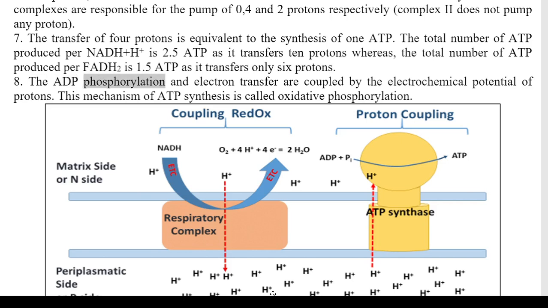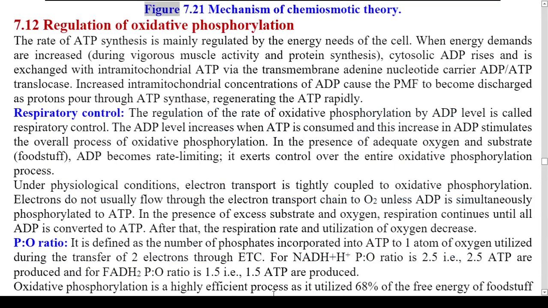8. The ATP phosphorylation and electron transfer are coupled by the electrochemical potential of protons. This mechanism of ATP synthesis is called oxidative phosphorylation. Figure 7.21 Mechanism of chemiosmotic theory.